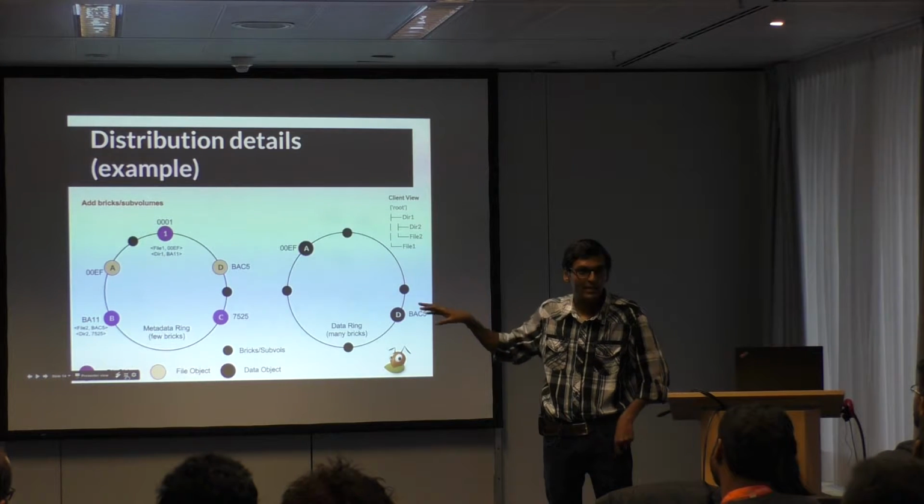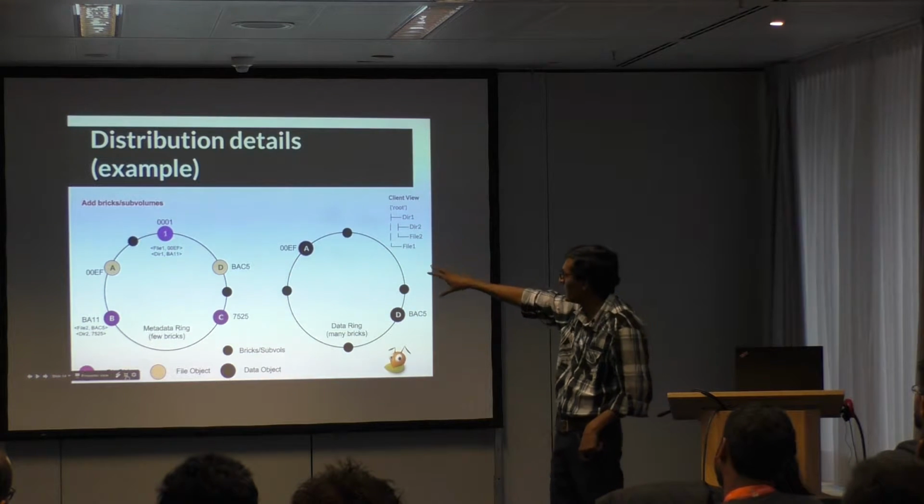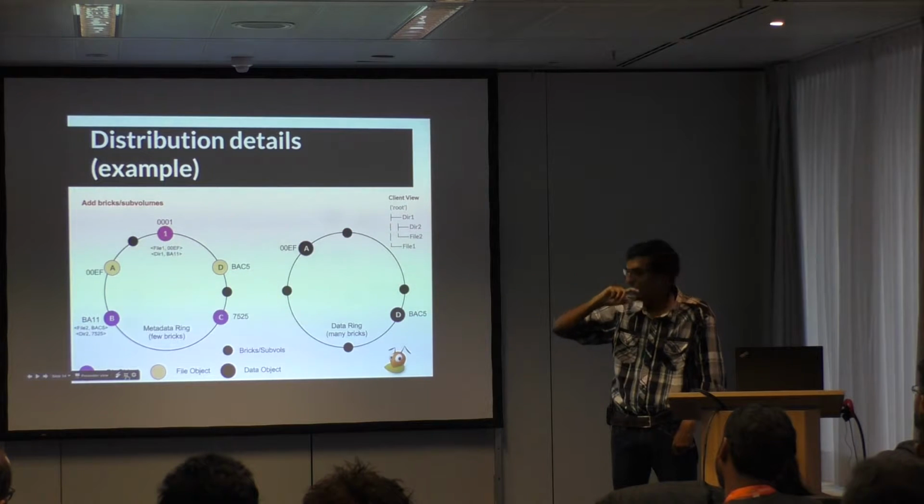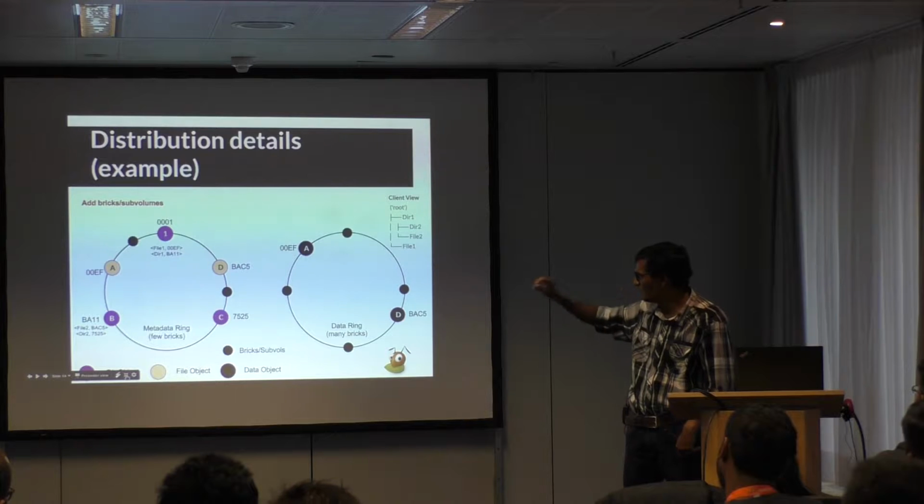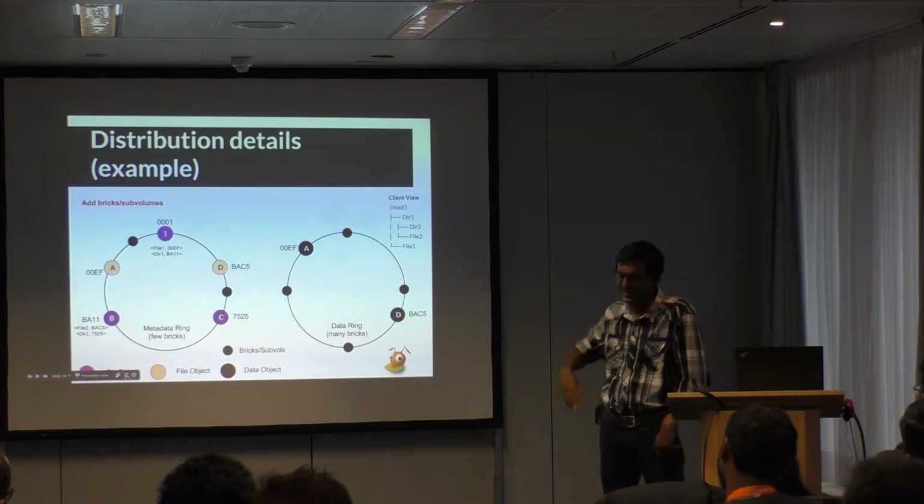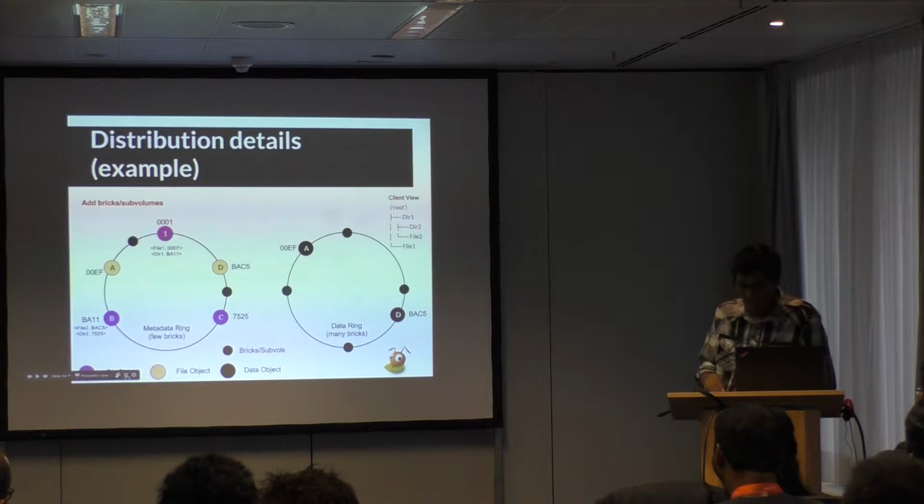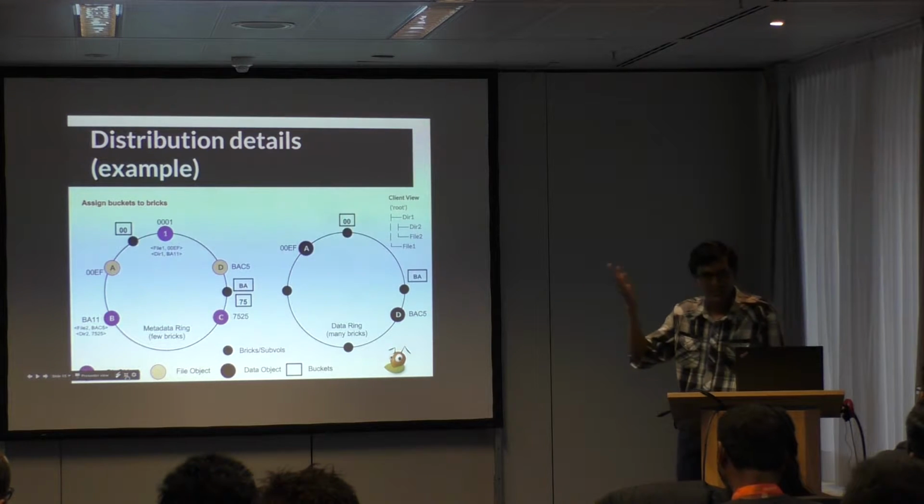So what we do initially here is let's add some servers. All the newer, smaller black dots are subvolumes or bricks to DHT2. And so we just added 2 in the metadata, 4 in the data, just because we say we can have fewer metadata servers. And now let's assign bucket IDs to them. That's what the layout does.